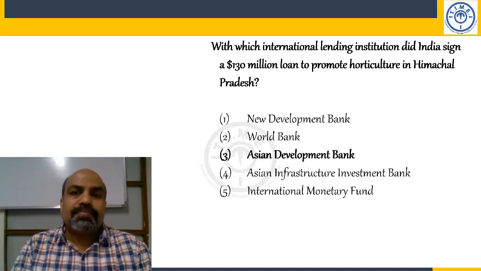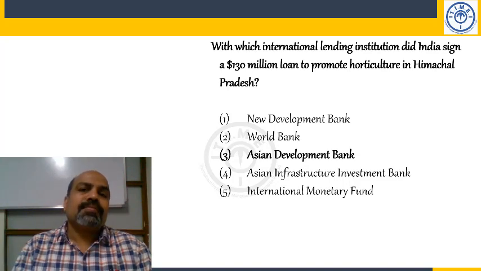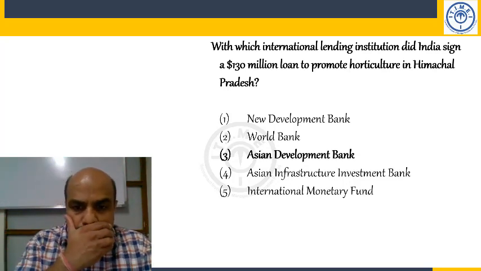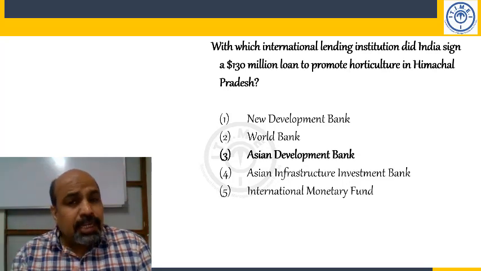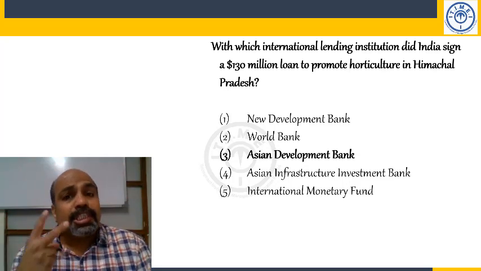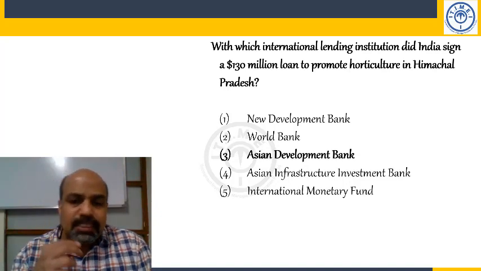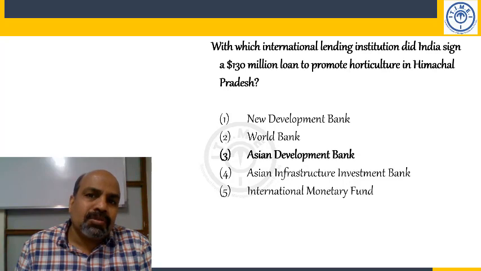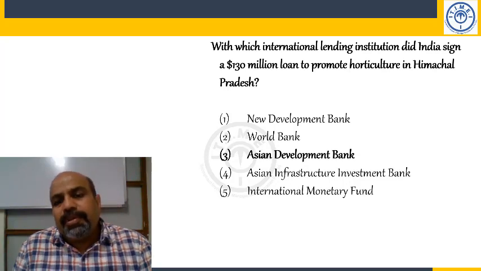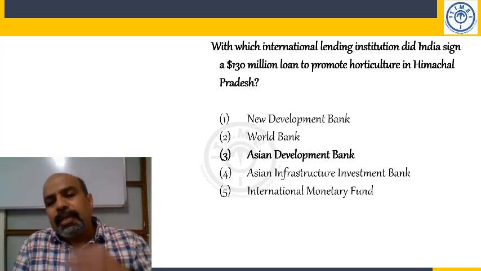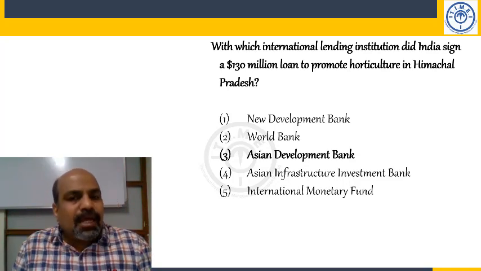Philippines, P-H-I-L-I-P-P-I-N-E-S. You know, this country is named after a Spanish king named Philip II. So Philippines' currency is peso, P-E-S-O, peso. But we are not worried about Philippines. We are looking at Asian Development Bank, whose president is Masatsugu Asakawa.